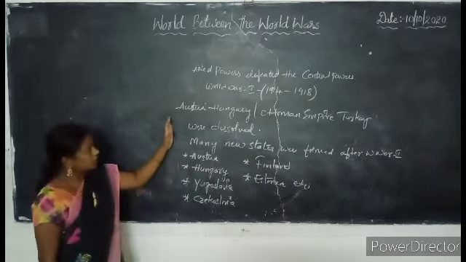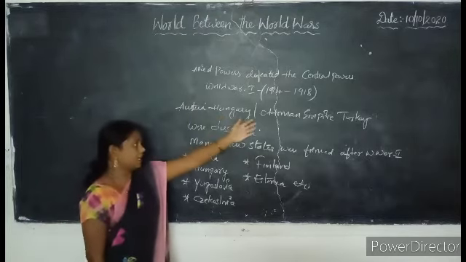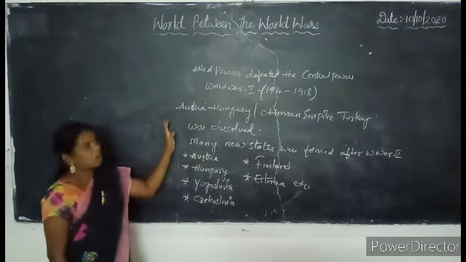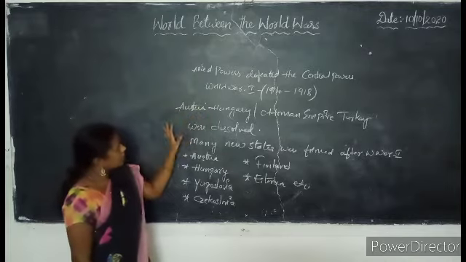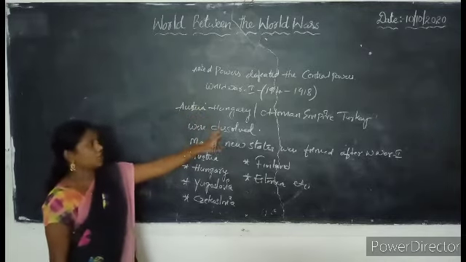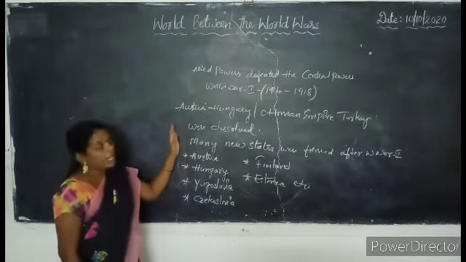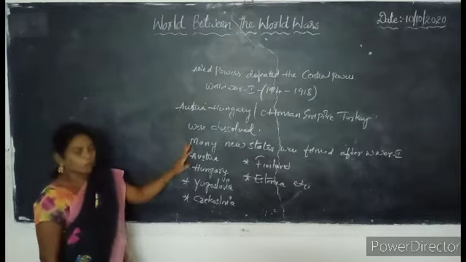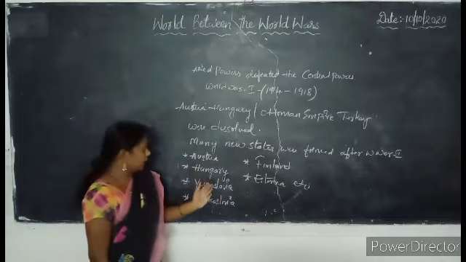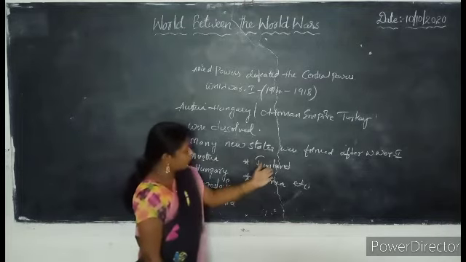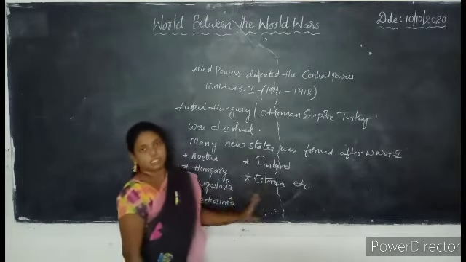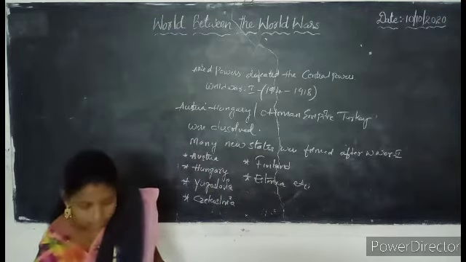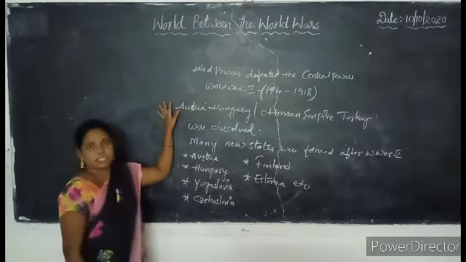They were under the control of Austria and Hungary and the Ottoman Empire. So Austria and Hungary were formed as different states and the Ottoman Empire was divided, and so many small states were formed after the World War I. So Austria, Hungary, Yugoslavia, Czechoslovakia, Finland, Estonia, etc. So this is about the Treaty of Versailles.